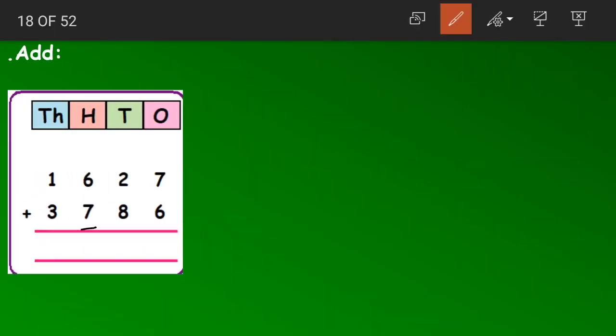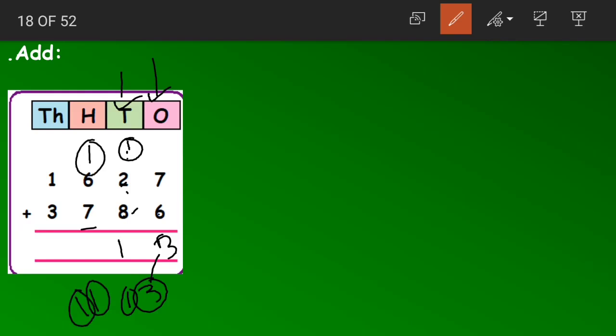1627 plus 3786. In the ones place we have 7 plus 6 which is equal to 13. Again write 3 here which is in ones place and the digit in tens place which is 1 will be carried. Now in the tens place we have 1, 2 and 8. 1 plus 2 is equal to 3. 3 plus 8 is equal to 11. Again the digit in ones place goes here and the digit in tens place gets carried.